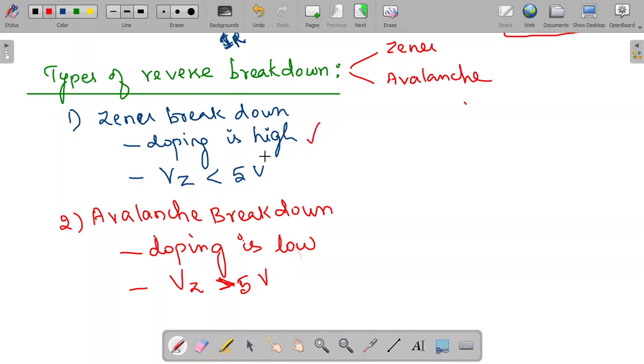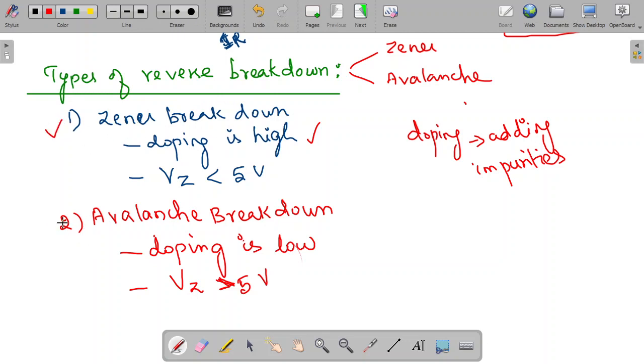For Zener breakdown, we have to do high doping. We know what doping is: adding impurities to the pure semiconductor is called doping. So the doping should be high, and VZ, the Zener knee or breakdown voltage, should be less than 5 volts. Then it is called Zener breakdown.